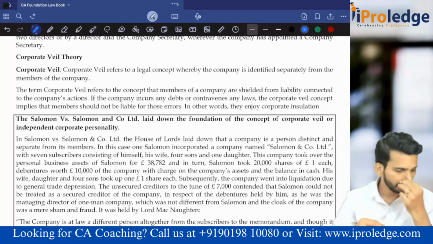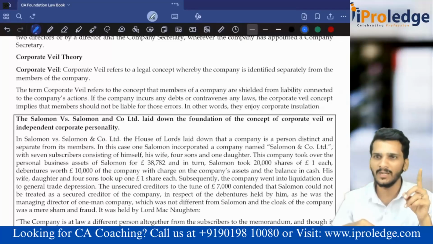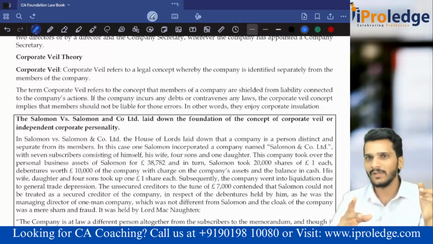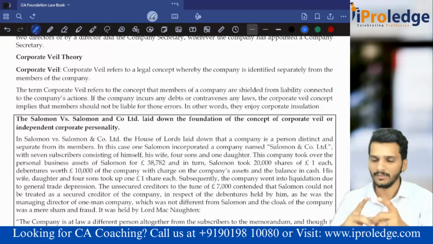First one is, what is it? To determine the character of the company. Do I need to explain the case? Not required. That Solomon also I did not explain, because we spent almost half an hour on that Solomon versus Solomon case. So you just remember the names.